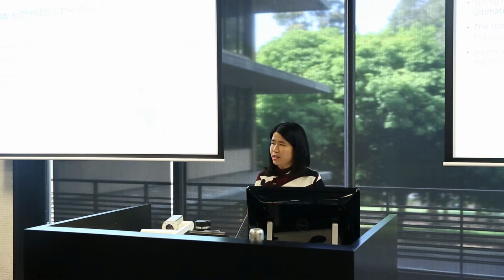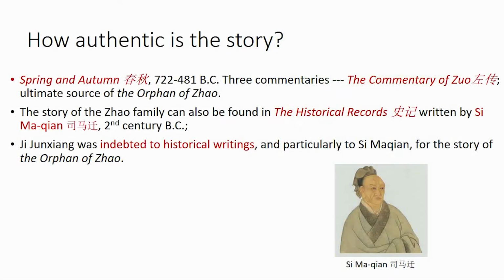How authentic is the story? What are the sources? To find an answer, we must go back to a famous Confucian classic called Spring and Autumn, Chunqiu, in which the history of the Zhou Kingdom is recorded. There are three commentaries, of which the best known is the commentary of Zuo. And that would be the ultimate source of The Orphan of Zhao.